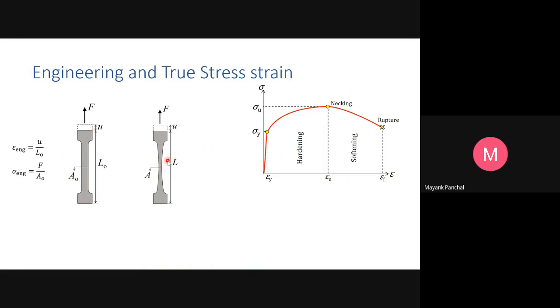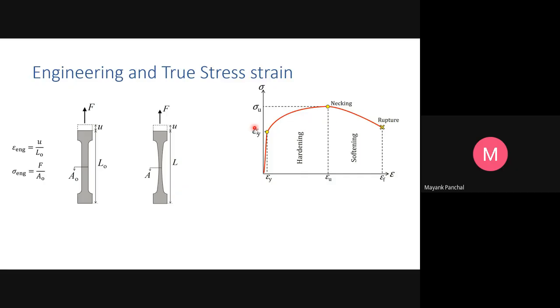When you pull it, its area of cross section decreases and strain gets localized here. This is called necking. And then there is softening. At rupture, it completely breaks. So it's a relatively ductile failure mechanism as compared to concrete or masonry.